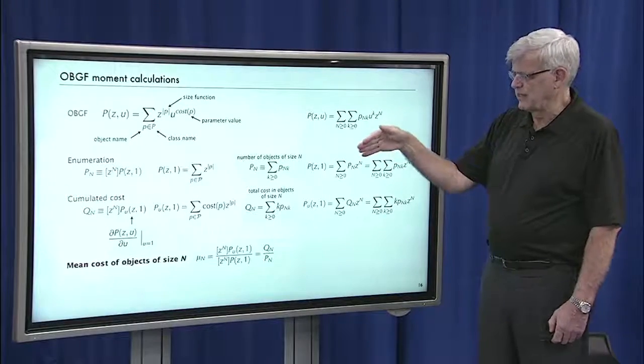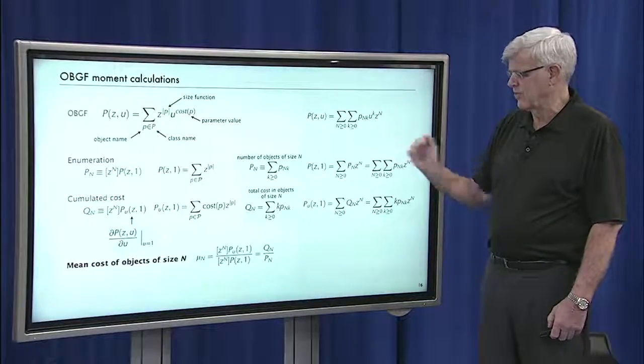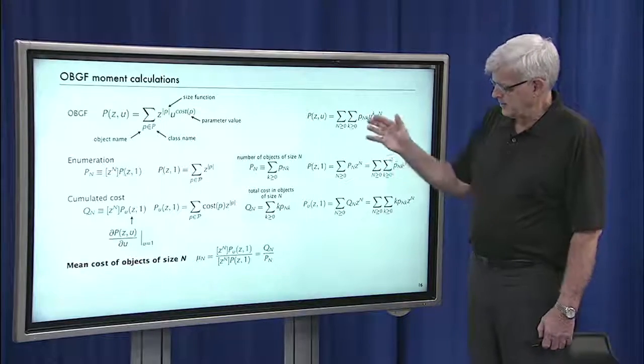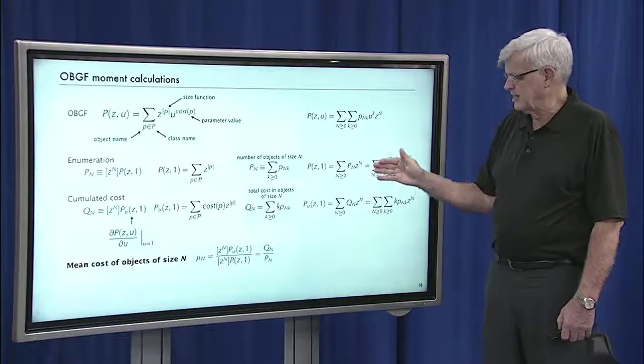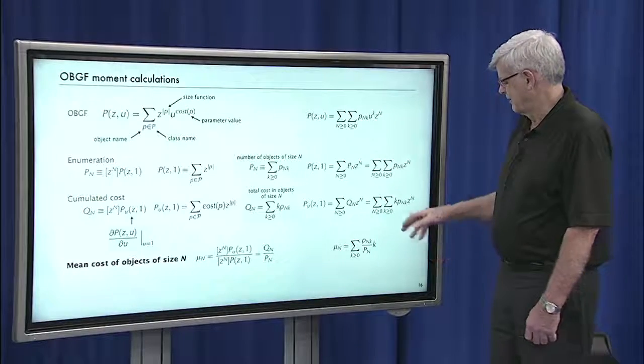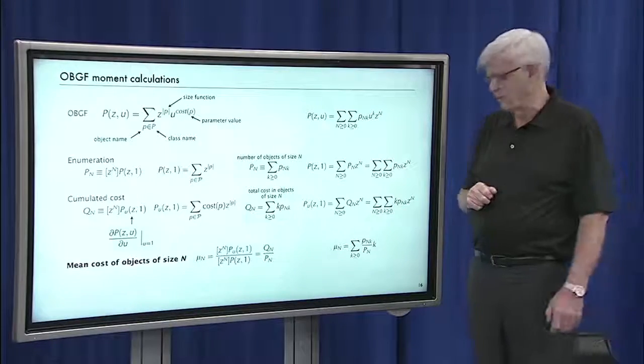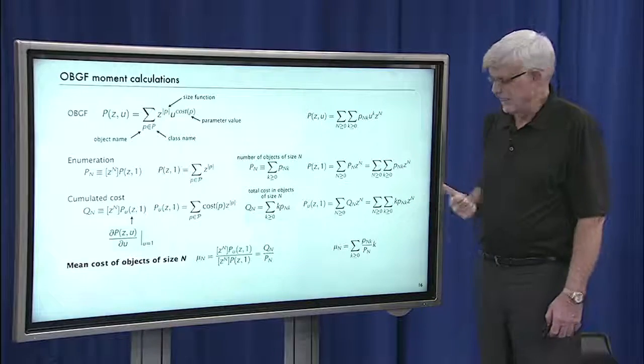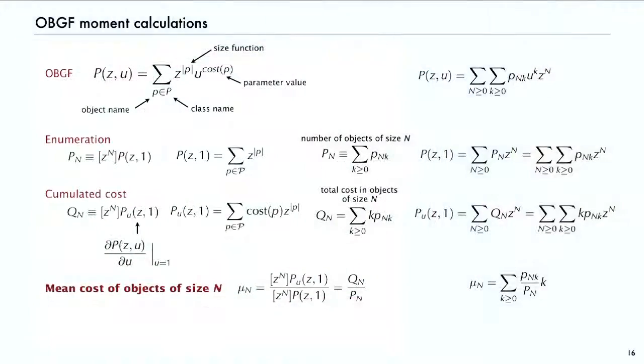So that gives us what we need to calculate the mean cost of objects of size n. We take the coefficient of z to the n in the partial with respect to u of the OBGF, evaluate at u equals 1, and divide by the coefficient of z to the n in the OBGF evaluated at u equals 1. And that's, in many cases, a simple calculation. And again, that's the average, which maybe you're more familiar with in the form over here, k p n k over p n.